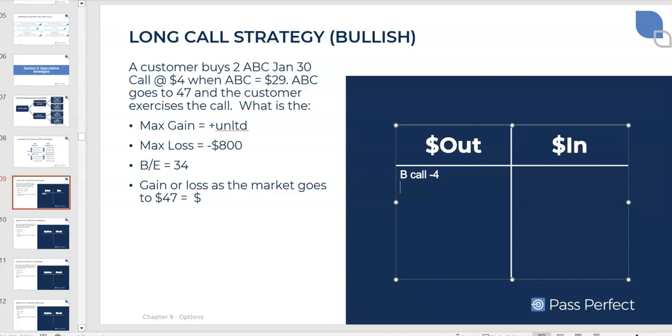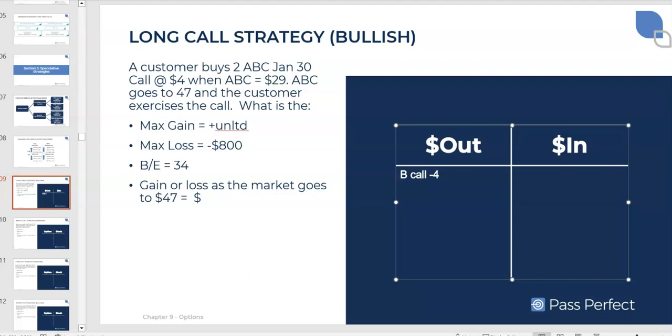So can anyone tell me what is the capital gain or loss on this transaction with 2 contracts instead of 1? Well, everyone said 2,600. Let's figure it out here.